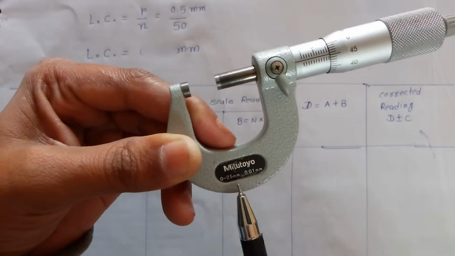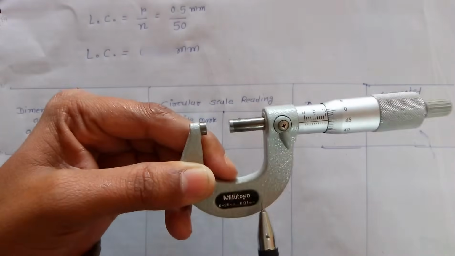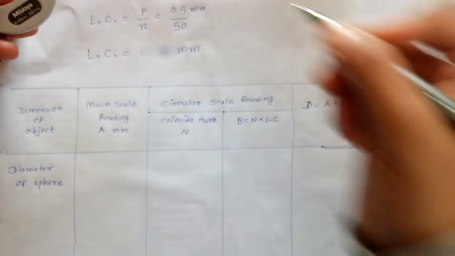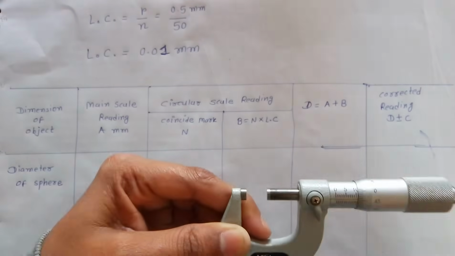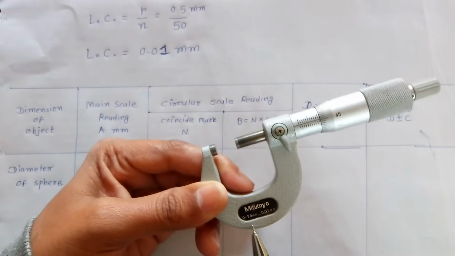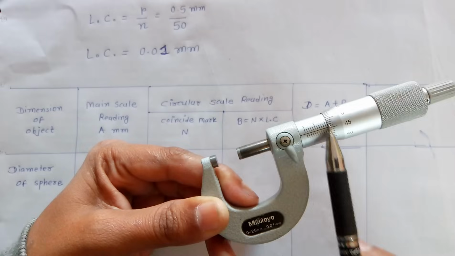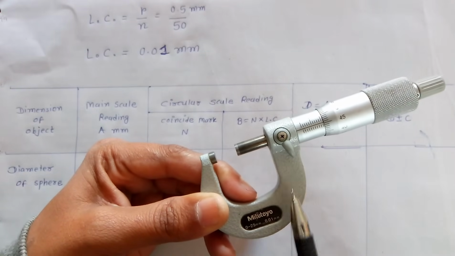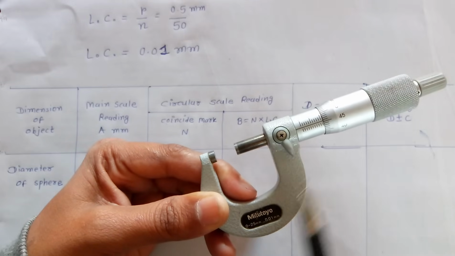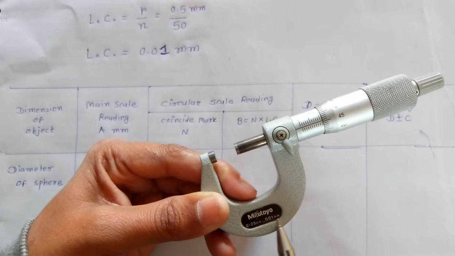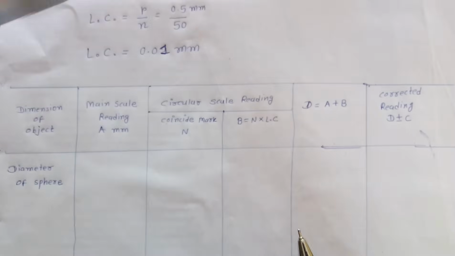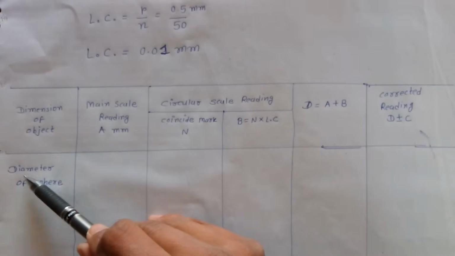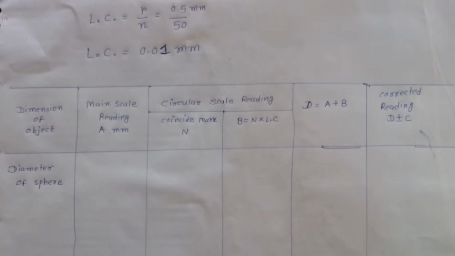Here is also the range, 0.01 mm. The range is already given on the micrometer screw gauge. The range of this micrometer screw is 0 to 25 mm and the least count of this micrometer screw is 0.01 mm. Now first of all we will measure the diameter of the sphere.